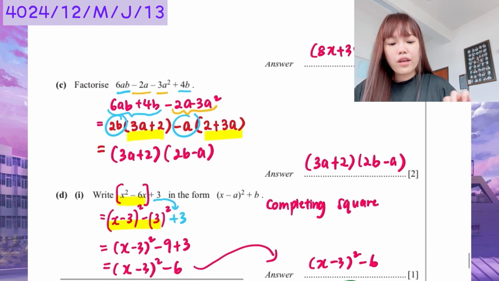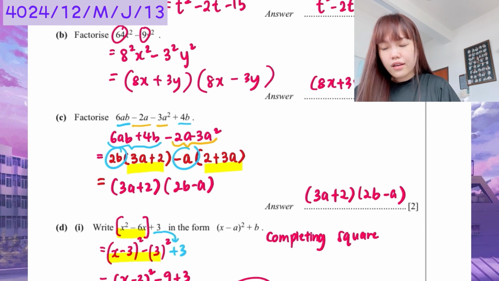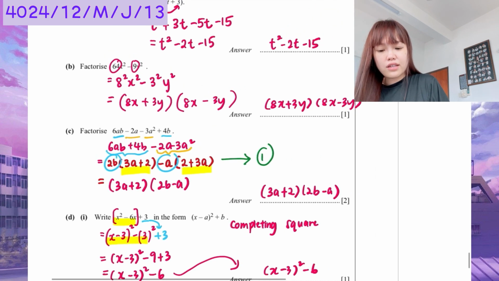Question 30. Oh, by the way, the distribution of the marks for part C: the 1 mark comes from here. You factorize each part, then you get 1 mark.